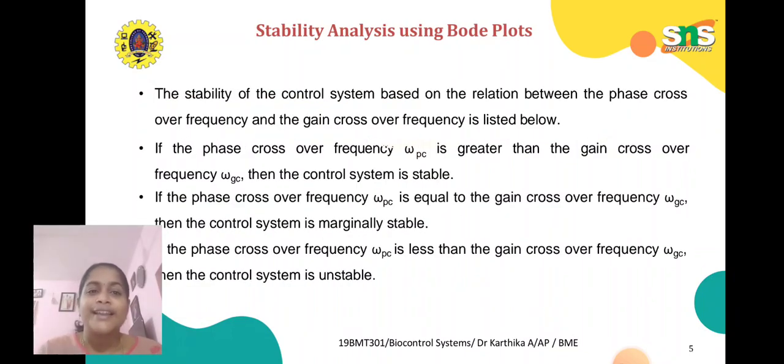Okay. The stability analysis of control system is based on the relation between phase crossover frequency and the gain crossover frequency. First thing, if the phase crossover frequency omega pc is greater than the gain crossover frequency omega gc, then the control system is stable. If omega pc is equal to omega gc, then the control system is marginally stable. If omega pc is less than omega gc, then the control system is unstable.